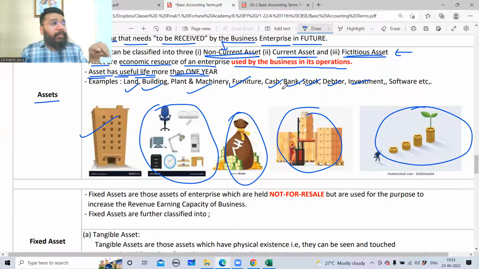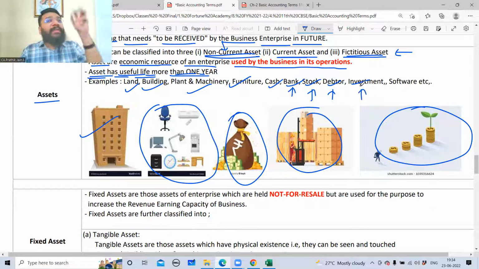Bank, the money which is lying in my bank account. Whenever I ask for this money from the banker in future, he'll repay me back. So anything that I receive in future is my asset. So bank, by that virtue, is an asset. Stock, I own it. It is an asset. Debtor is the person from whom I have to receive money, a customer. So anything that I have to receive in future is my asset. So debtor, in that way, is an asset.